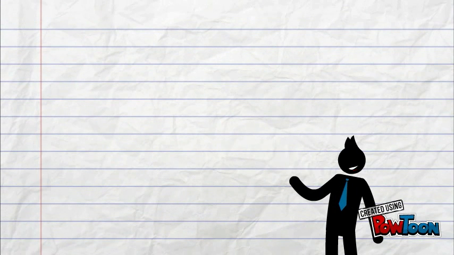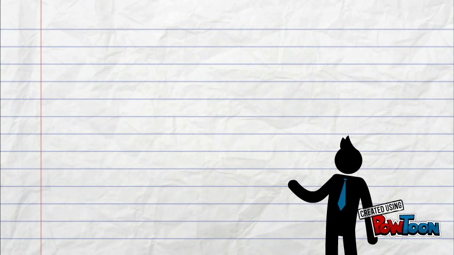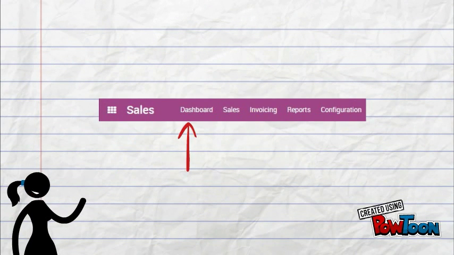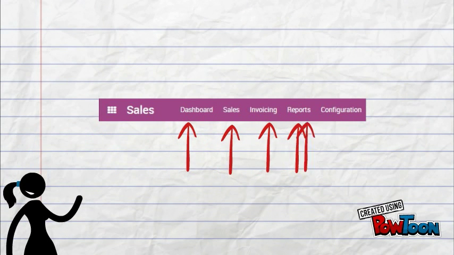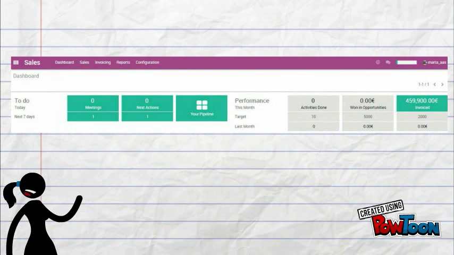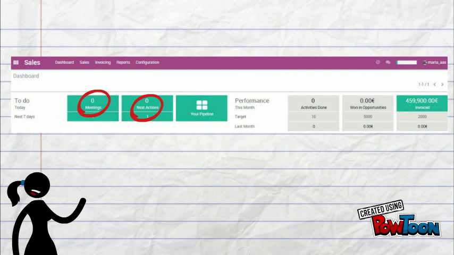Oh, this is all very interesting. Could you please tell me more? Yes, in the sales we have 5 sections: the dashboard, the sales, the invoicing, the report, and the configuration. In the dashboard we have an overview of everything that is done with the sales, from meetings to new actions and performance indicators.